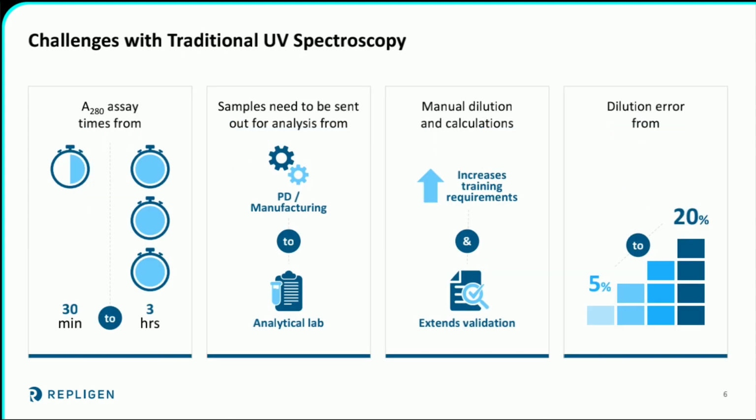Just going over some of the challenges with traditional UV. First and foremost, your assay time can be anywhere from 30 minutes to 3 hours. Additionally, it takes time for samples to be sent out for analysis, especially if you are transferring any samples. That can be very labor and time intensive. And lastly, doing any sort of manual dilutions or calculations, you're going to introduce dilution error, and that can be anywhere from 5 to 20%.